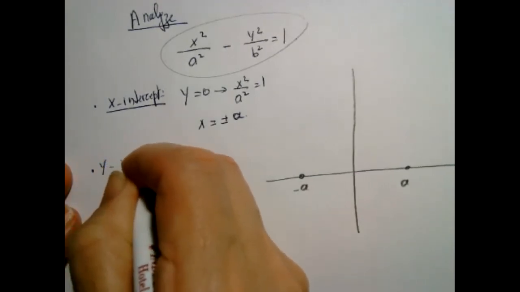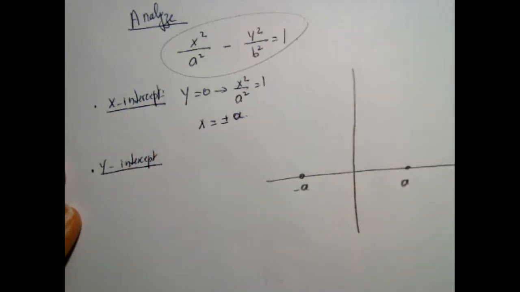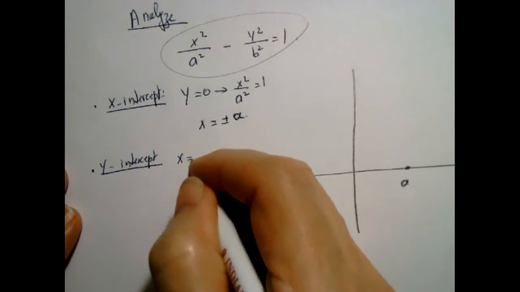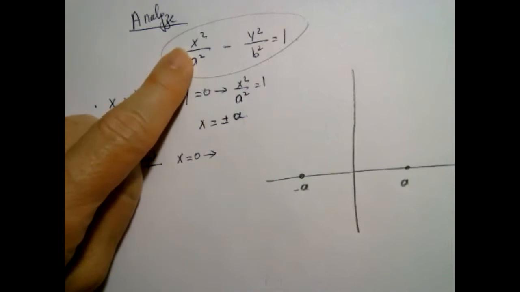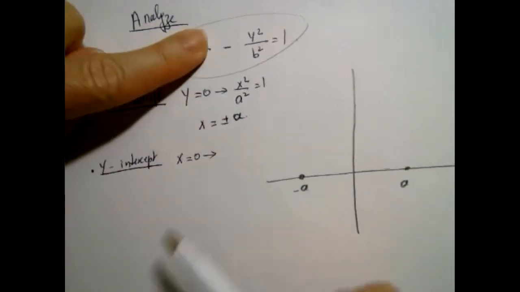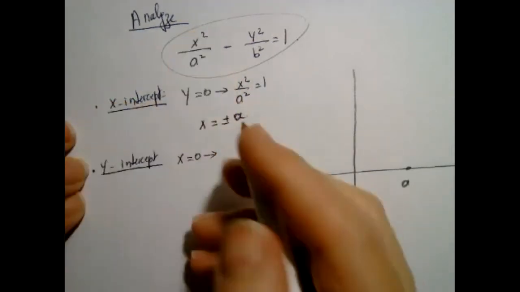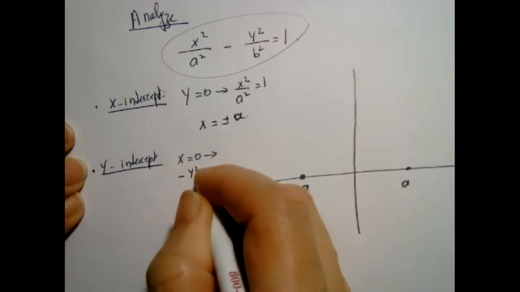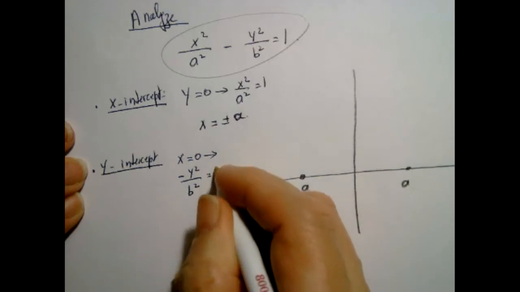What are the y-intercepts? When will the graph intercept the y-axis? We're going to set x equal to 0, because that's where it intercepts. What will happen if x equals 0? Then would it be y squared over b squared equals 1? Minus y squared over b squared, right? Yeah, sorry, minus. It's crucial.